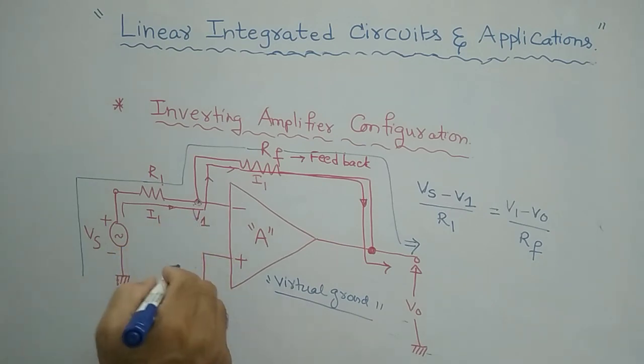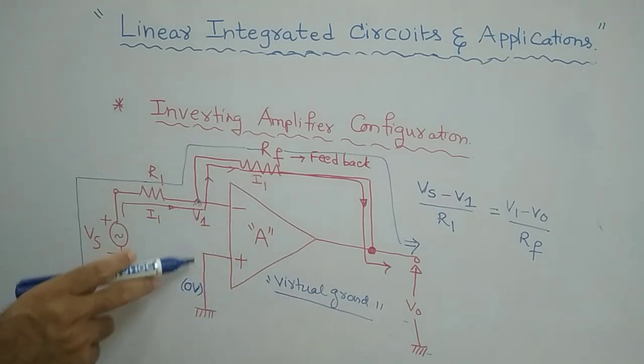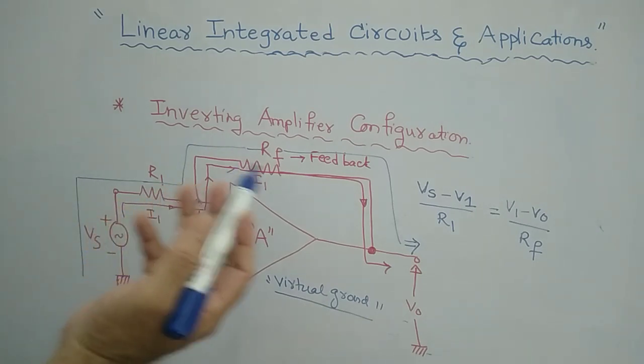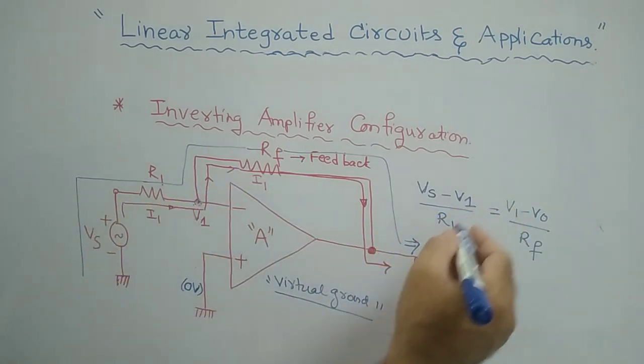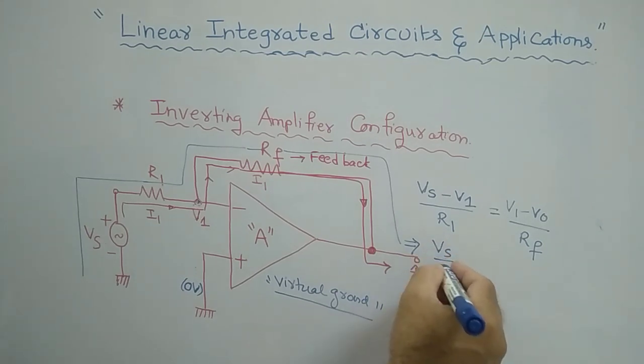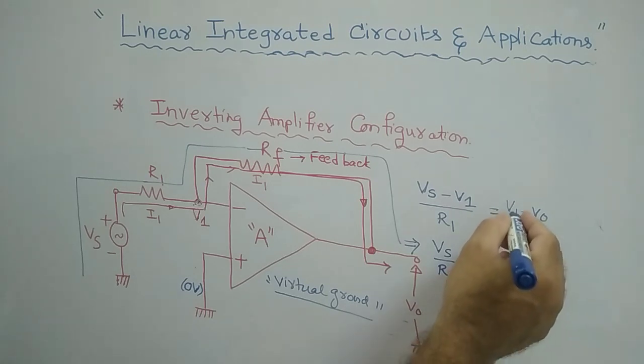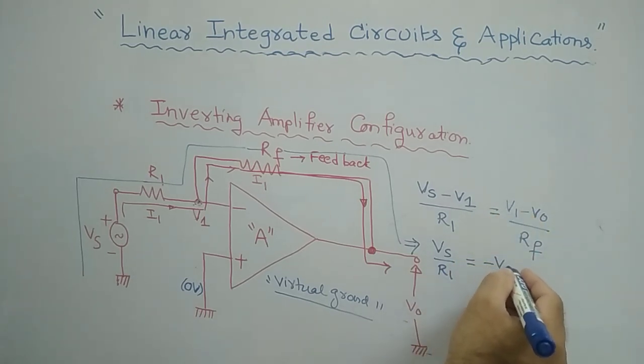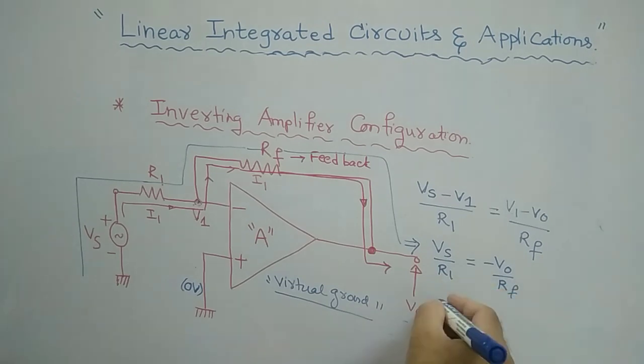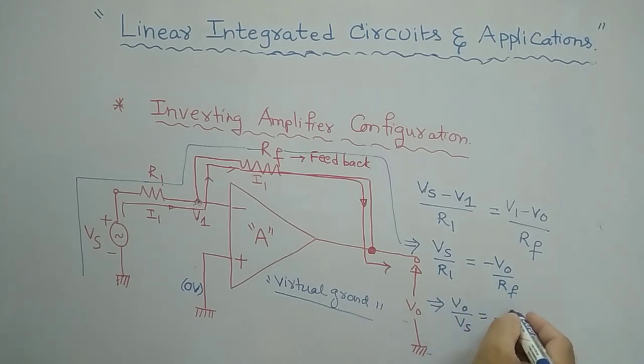Therefore, according to this virtual ground concept, as this is at zero potential, V1 is equal to obviously 0. Wherever V1 is there, you make it 0, then you will get Vs by R1 is equal to, V1 is 0 obviously, minus V0 by Rf. And this implies further, V0 by Vs, output by input source voltage, is minus Rf by R1. Very simple, see how simple it is.